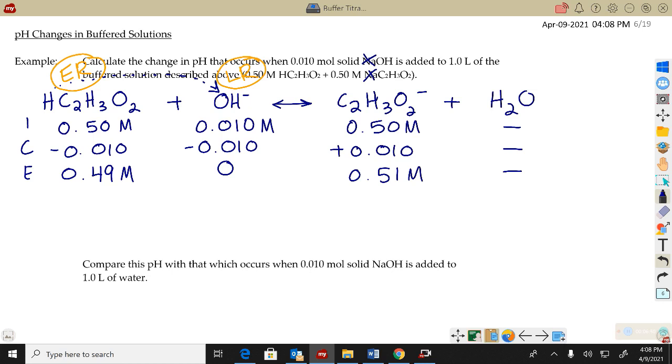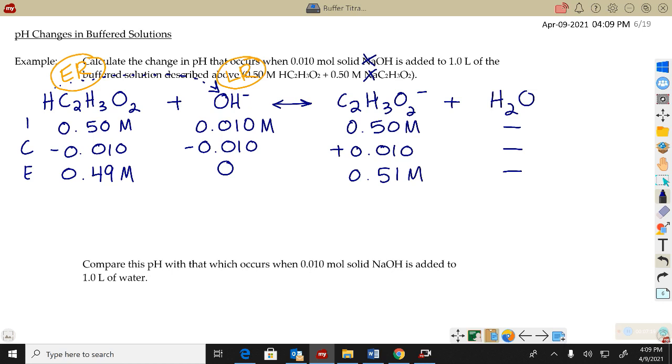So yeah, we call it buffer capacity. It's a measure of how much hydrogen or hydroxide this buffer can neutralize. Well, I can't go beyond 0.5 molar. And so yeah, we want to bring the hydrogen or hydroxide down to 0. It's gone. The other thing that we mentioned early on is, is there a change in pH?